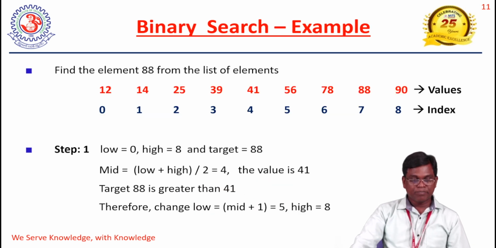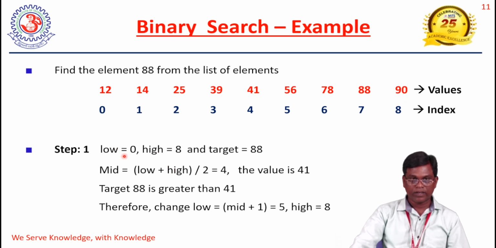So here is an example to understand the binary search process. Consider the list of values like 12, 14, 25, 39, 41, 56, 78, 88 and 90, and the corresponding index positions are 0, 1, 2, 3, 4, 5, 6, 7, 8. And here I want to search for the element 88 in this list of values. So we are going to consider this 88 as the target value, and as in the previous algorithm, we are going to consider index 0 as the low value and the last index position 8 as the high value.